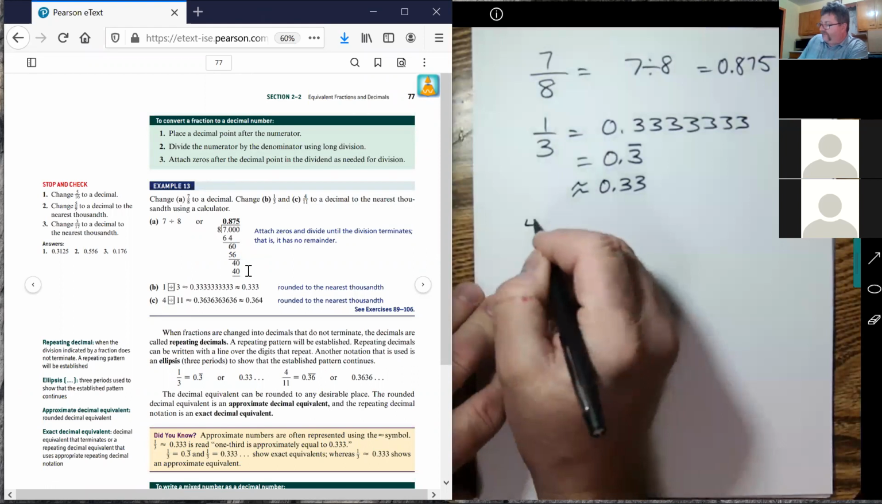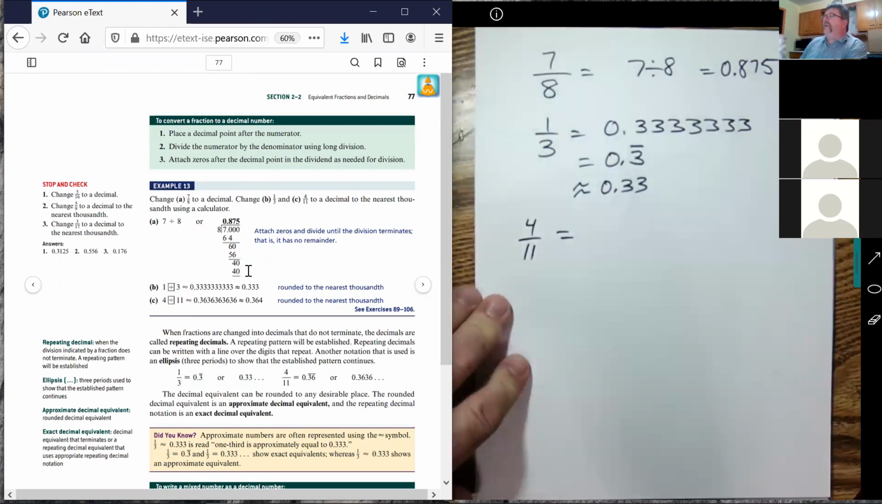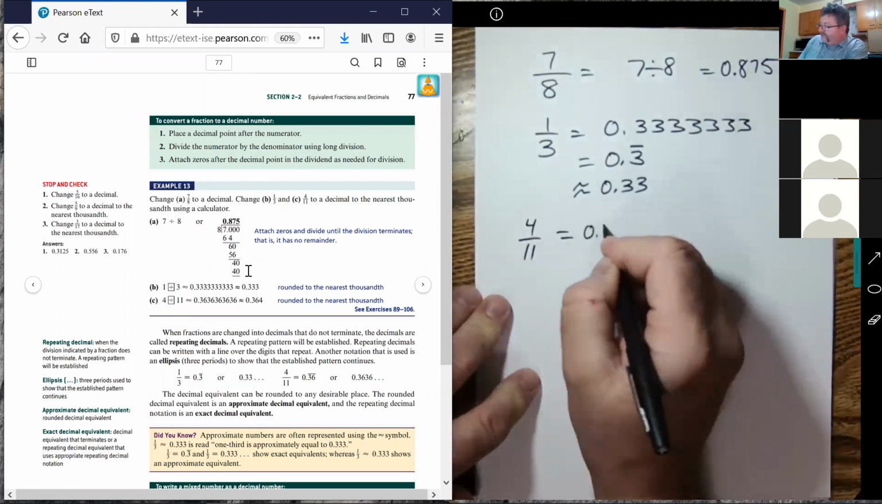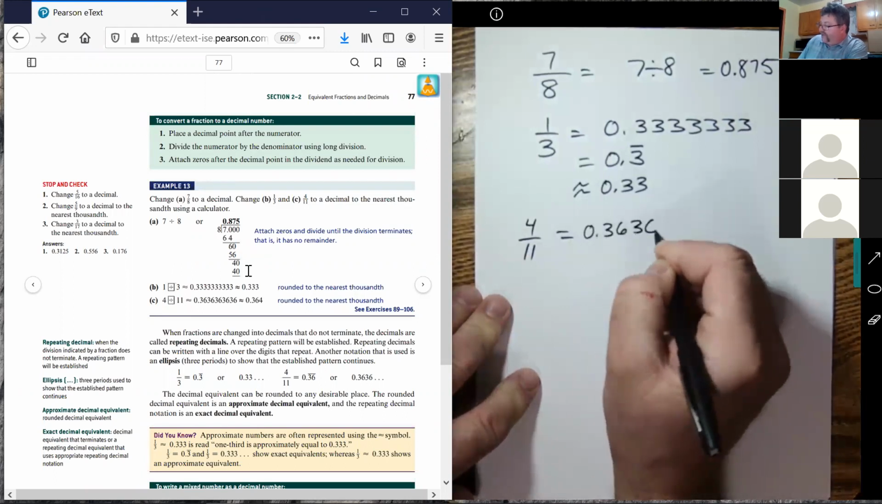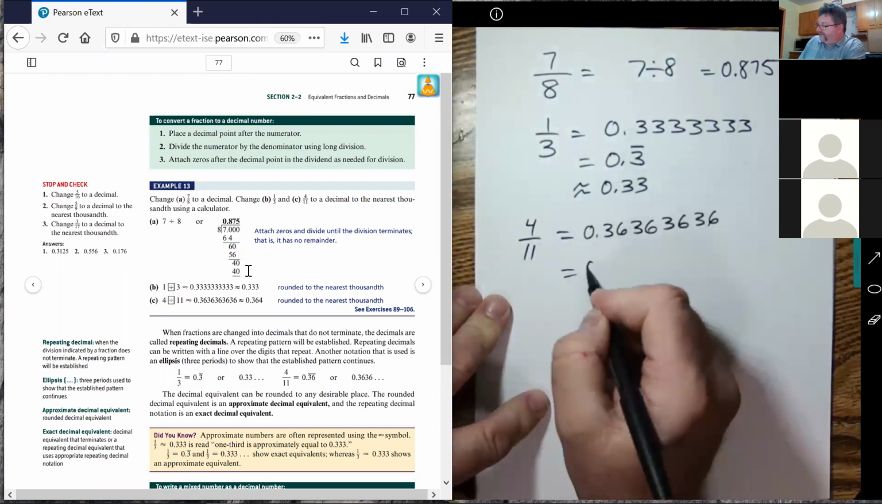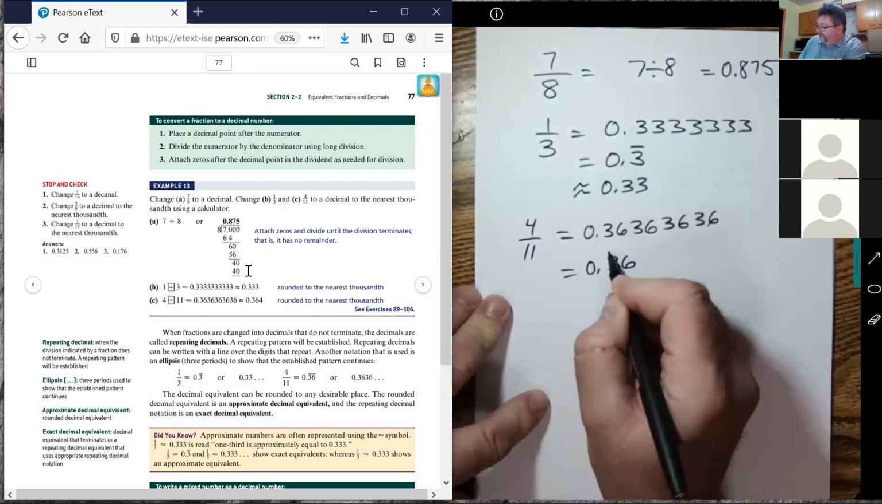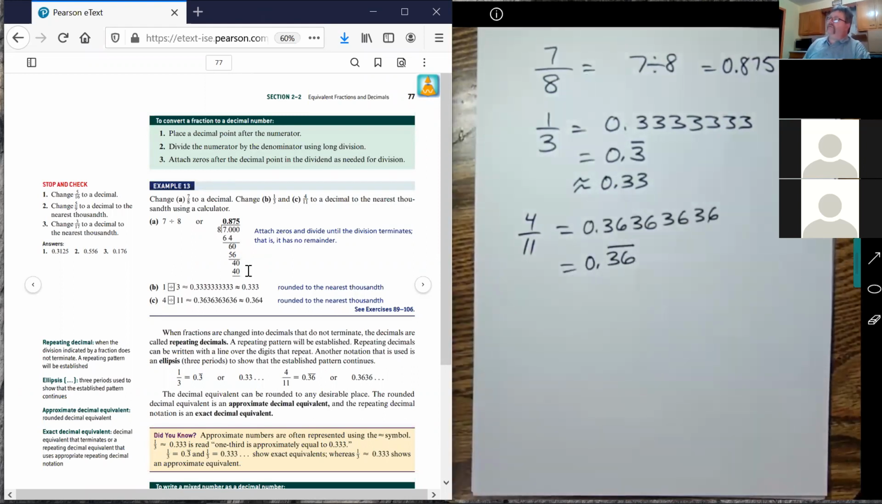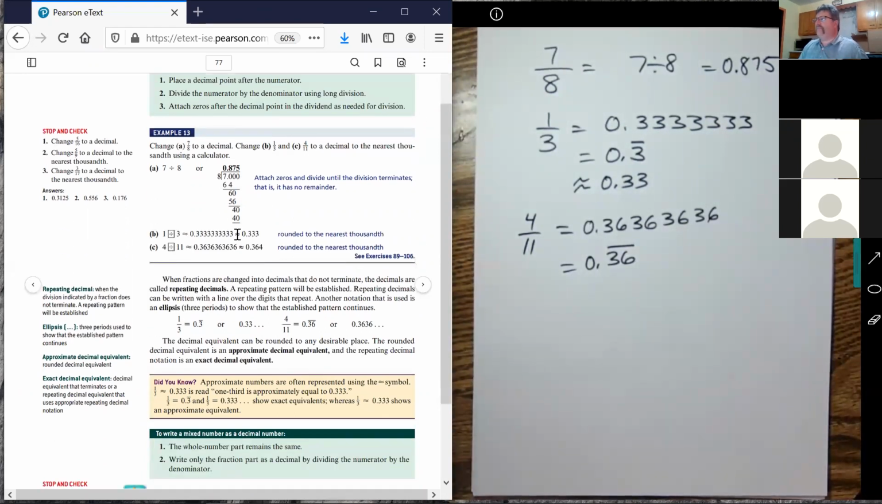Or 4/11. That's another one, but that one repeats in a pattern. You see it's 0.363636. It keeps going in that pattern. So we would write that as 0.36 with a bar on top of both the 3 and the 6. Or you'd round it off somewhere. But fraction to decimal is just perform the division, either longhand or with your calculator. No big deal there.